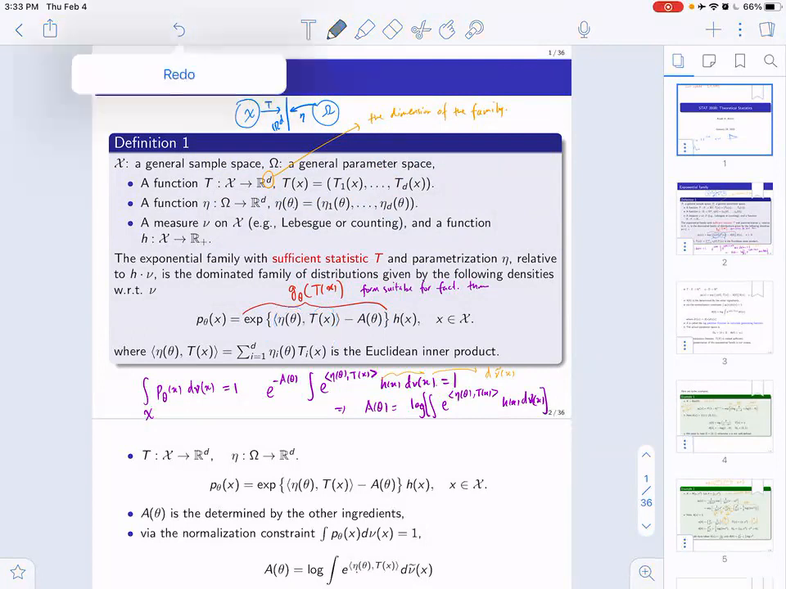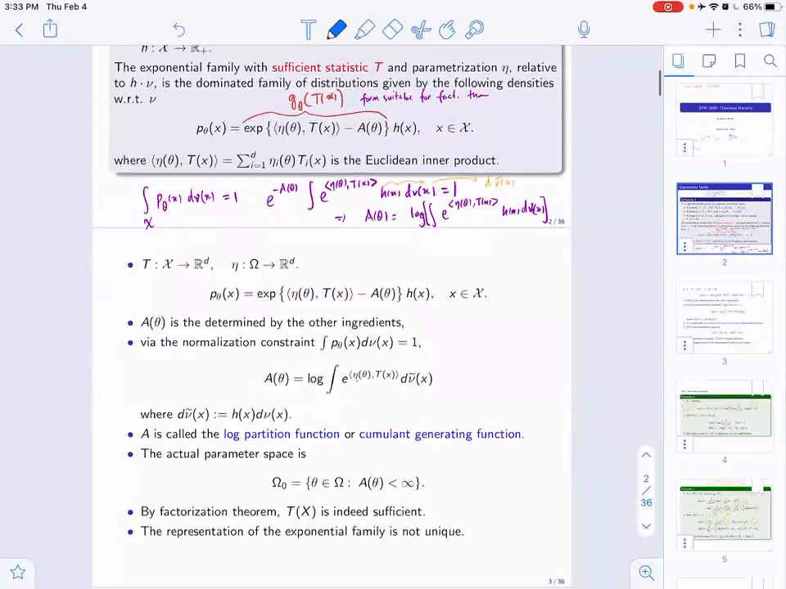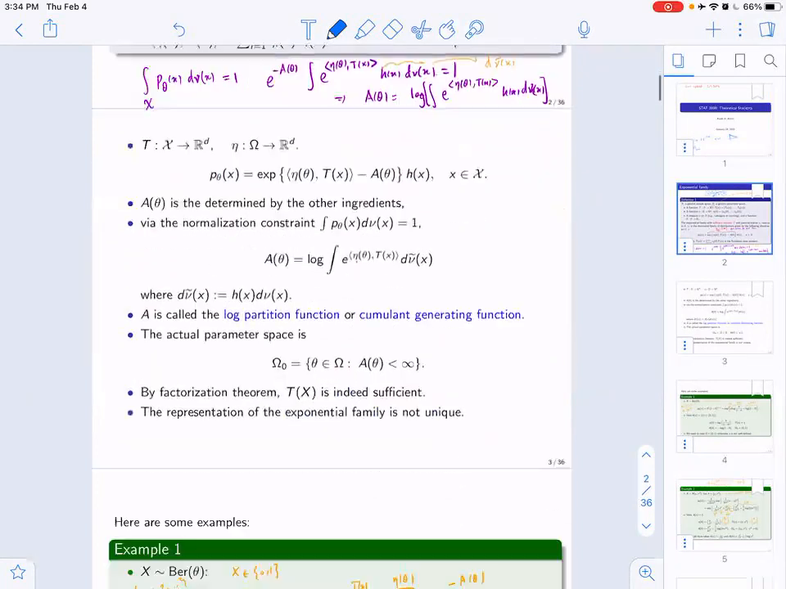And then there's this underlying measure, nu, and an h here, which can be absorbed into nu, and this density is with respect to that measure. And then there's this log-partition function that can be computed given the other ingredients. This guarantees that the density actually integrates to 1. And not all values of the parameter from your original parameter space might lead to a finite A, and the set of all thetas that lead to a finite A usually is the parameter space of interest for the exponential family.